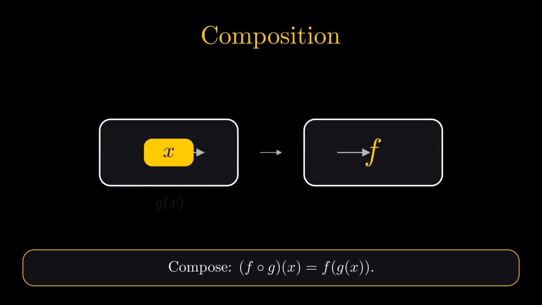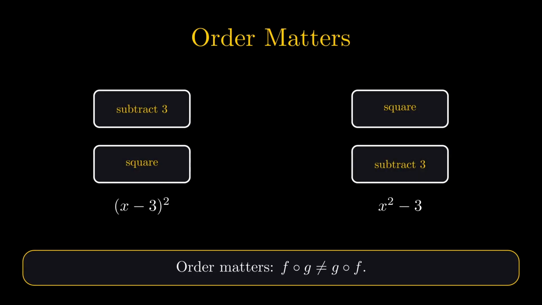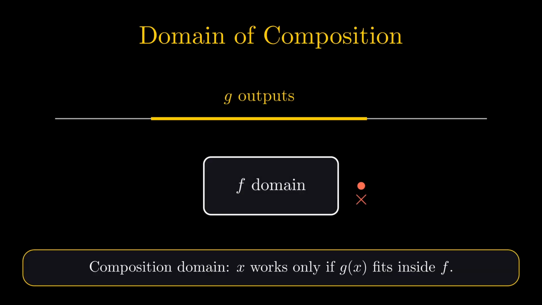Composition means feed the output of g into f. First compute g of x, then plug that into f. Even with the same two steps, switching the order can change the result. So f composed with g is not the same as g composed with f. For composition, x only works if g of x lands inside the domain of f. So you have to check both stages.